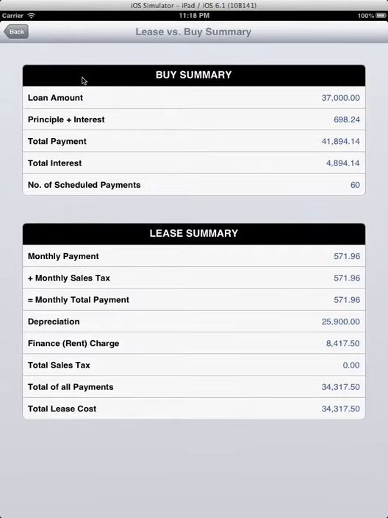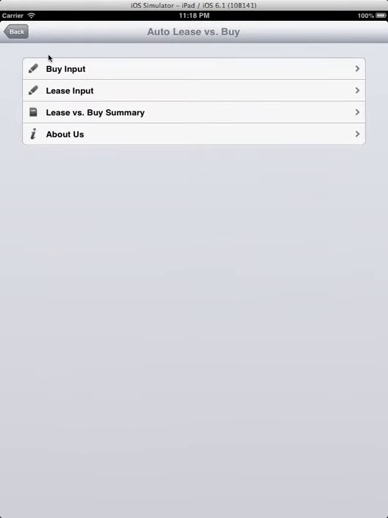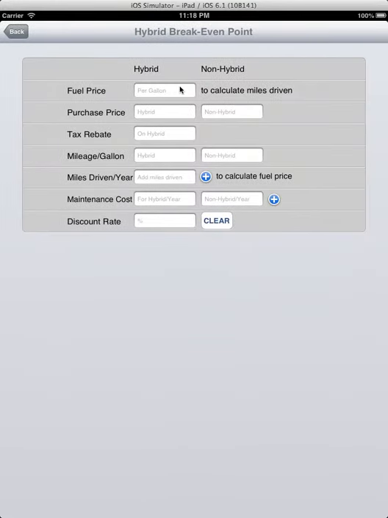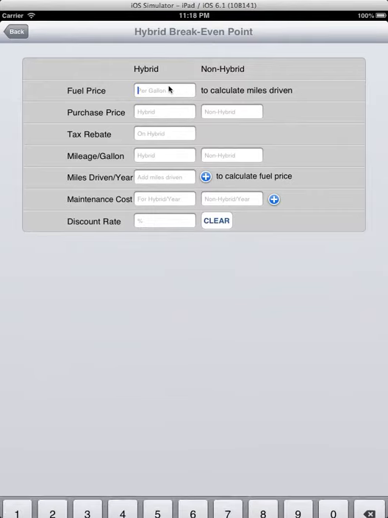Okay, here's the comparison. And now let us analyze the hybrid break-even point. There are two things we can calculate. One is the fuel price, another is the miles to be driven.